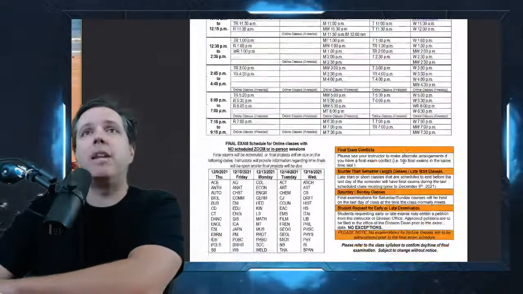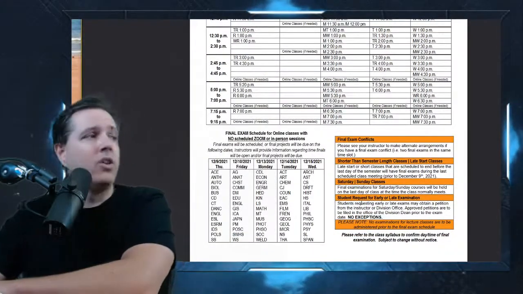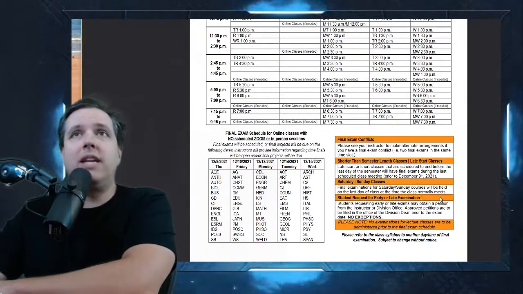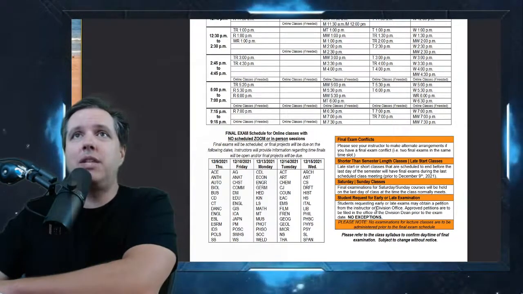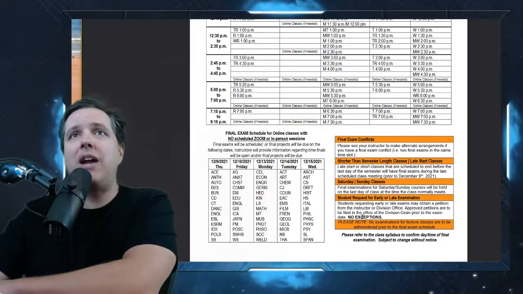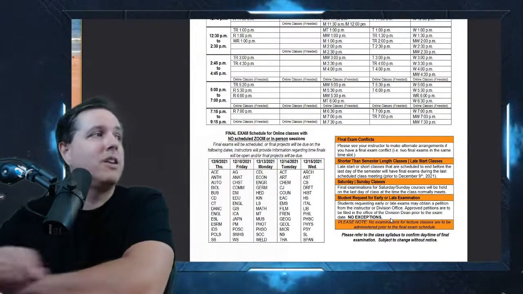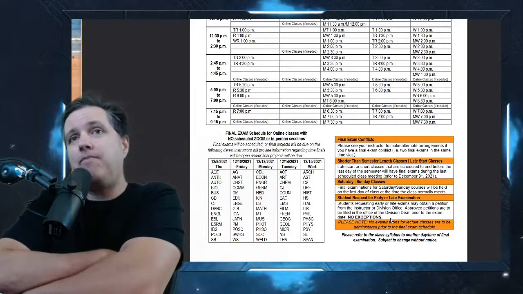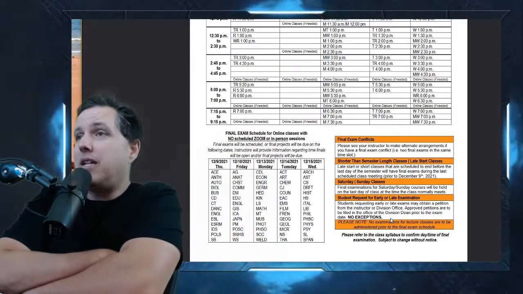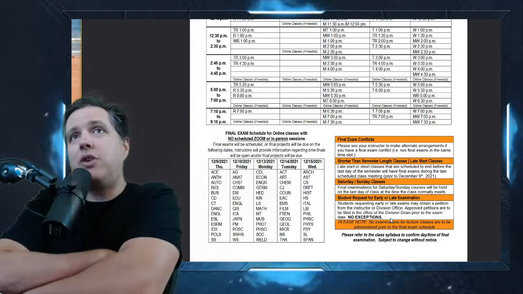Okay. And it even says down here, student request for early or late examination. Students requesting late exams may obtain a petition from the instructor or division office. Approved petitions are to be filed with the office of the division dean prior to the exam date, no exceptions. The school takes this very seriously because people can make claims that we're being unprofessional, that we're not treating everyone the same.